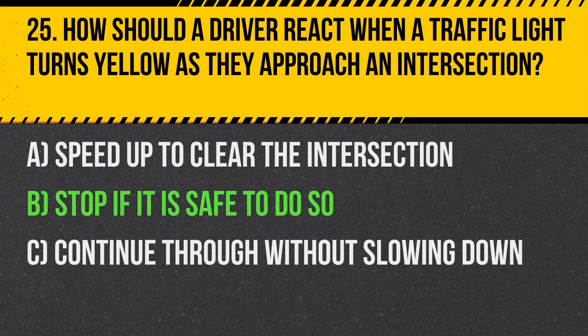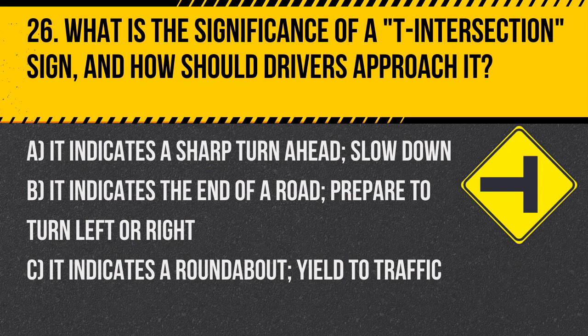Answer B. Stop if it is safe to do so. A yellow light warns that the light is about to turn red, and drivers should prepare to stop. Question 26. What is the significance of a T intersection sign, and how should drivers approach it?